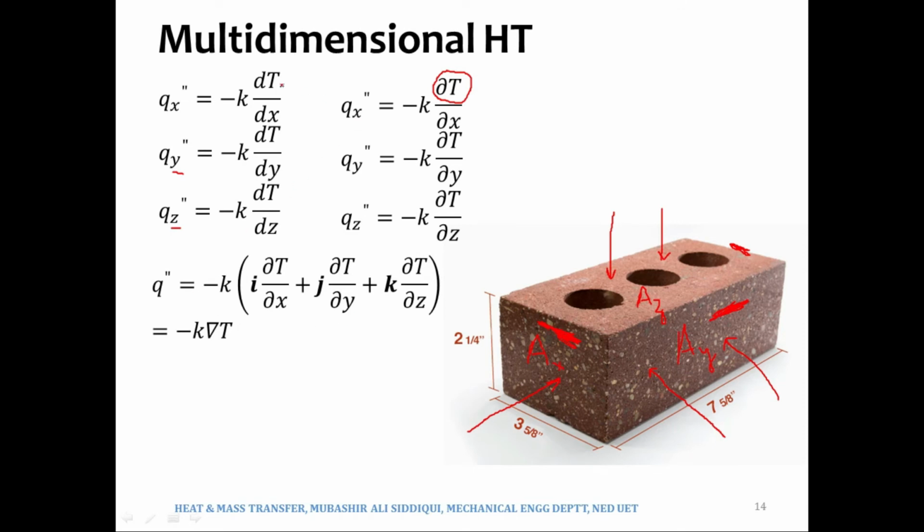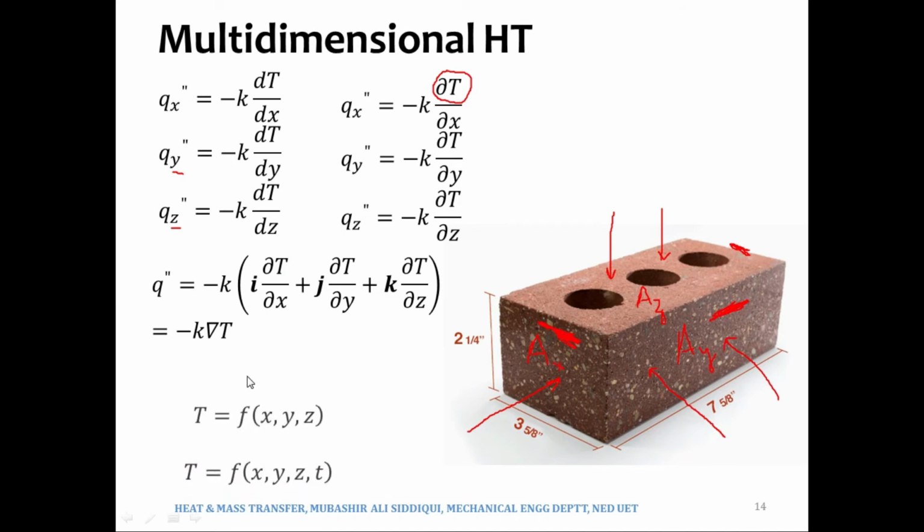Now if it is a multi-dimensional heat transfer case, then we can write q as minus k times i ∂T/∂x plus j ∂T/∂y plus k ∂T/∂z, where i, j and k are unit vectors, and then we can write q as minus k del T. However, if it is a one-dimensional heat transfer problem, then it would only be minus k dT/dx. We would not be writing it as minus k ∂T/∂x; we would be writing it as minus k dT/dx.